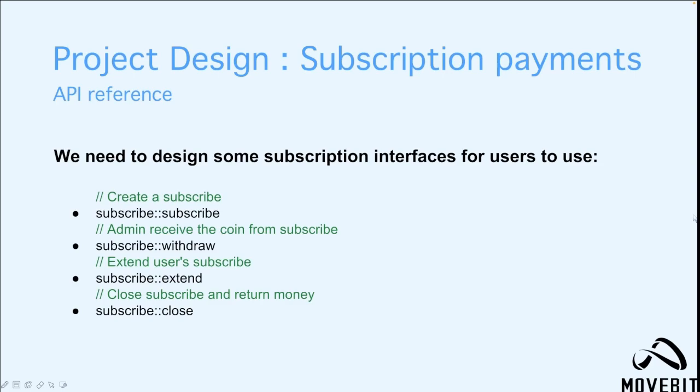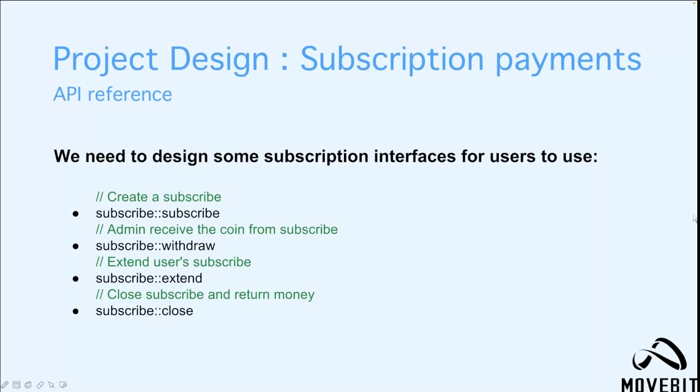The contract we design contains 4 APIs: subscribe, withdraw, extend, and close. The function of subscribe is to create a subscribe object, which contains the token that the user needs to pay, the payment start and end time information, etc. The withdraw function allows the administrator to withdraw the tokens paid by the user from the subscription.